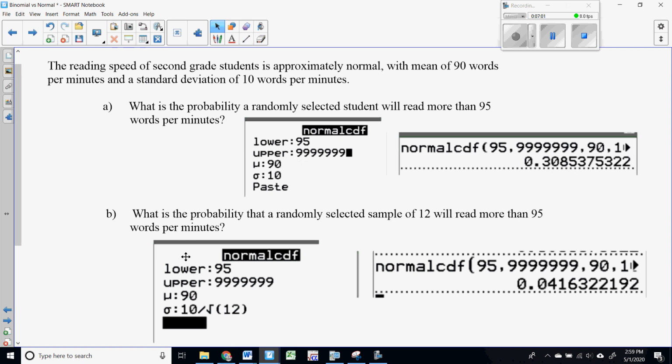When you're dealing with this normal CDF, if it is a singly randomly selected student, it's just your sigma. If it's a sample and it's the average of that sample, you have to divide by the square root of n. And it makes sense in this case that that number is going to drop, because if you're looking at the average of a group of students, you wouldn't expect the average to be as high as just randomly selecting one student.